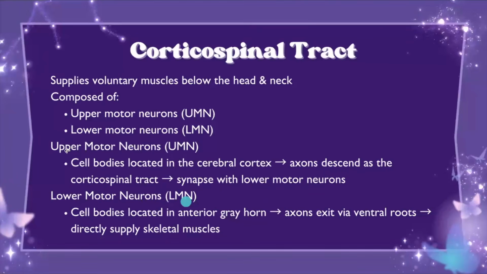One thing I want to mention quickly is that the upper motor neurons do not innervate the muscles directly. Their only job is to synapse with the lower motor neurons in order to influence them. The lower motor neurons are the ones that directly innervate the muscles and influence them. All right. So let's talk about the lower motor neurons now. After the corticospinal tract went all the way down to synapse with the cell bodies of the lower motor neurons located in the anterior gray horn, once the lower motor neuron is activated, its axons will exit the spinal cord. Through where? Through the ventral roots.